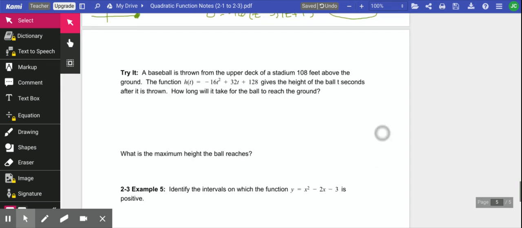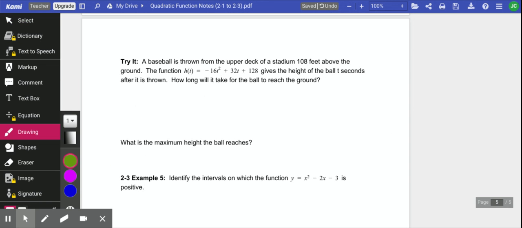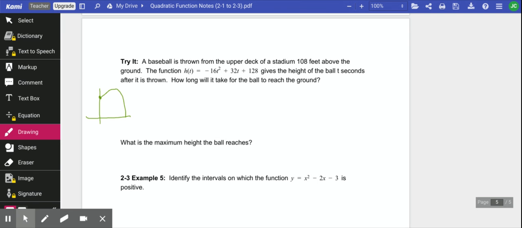All right, we're going to do one more example in this video. A baseball is thrown from the upper deck of a stadium 108 feet above the ground, and this function gives the height of the baseball t seconds after it's thrown. So we start up pretty high and we throw the baseball and it falls down. Okay, we're looking for the time for the ball to reach the ground. We want to know how long it takes to hit there.